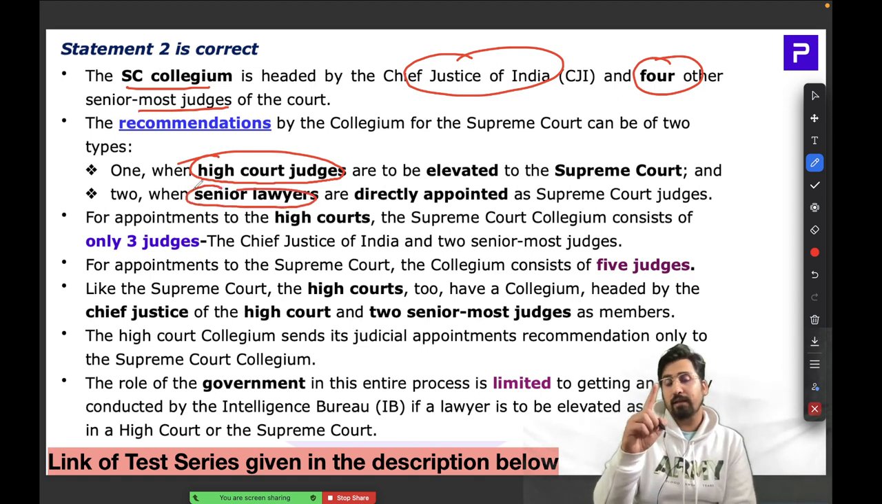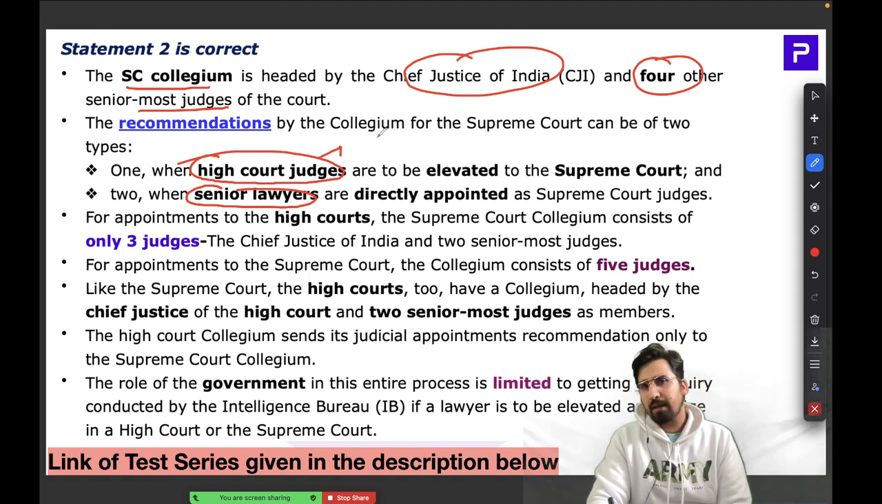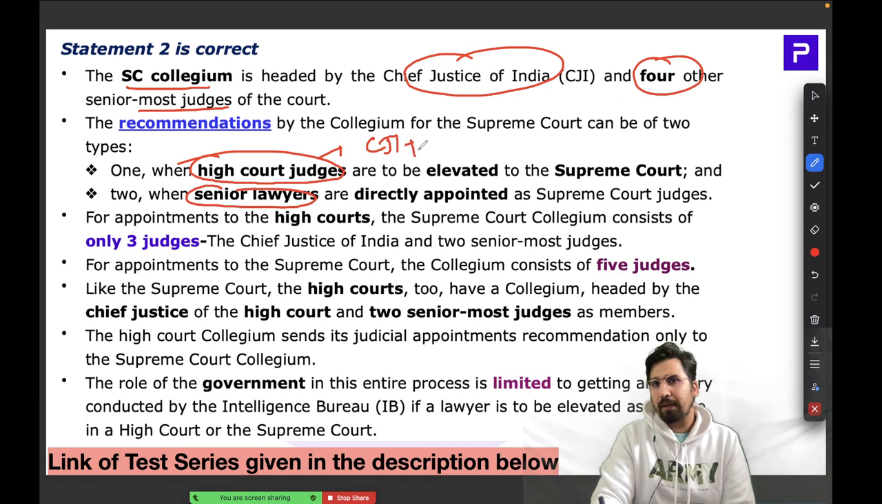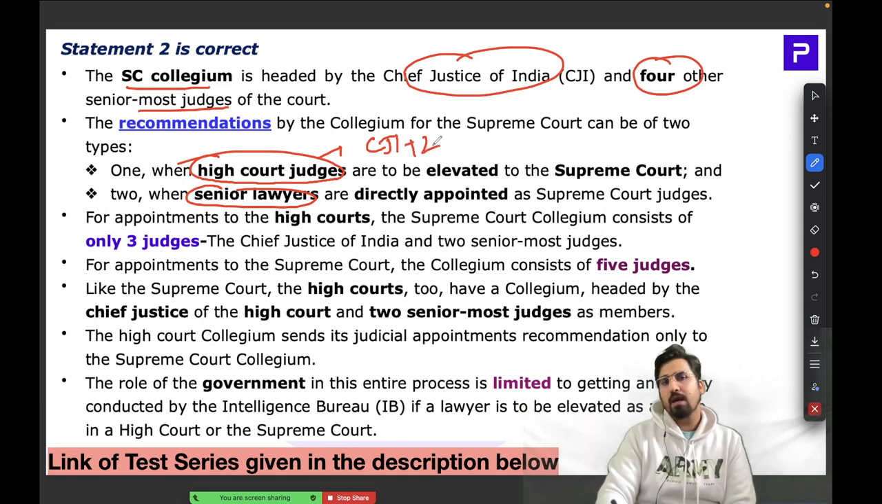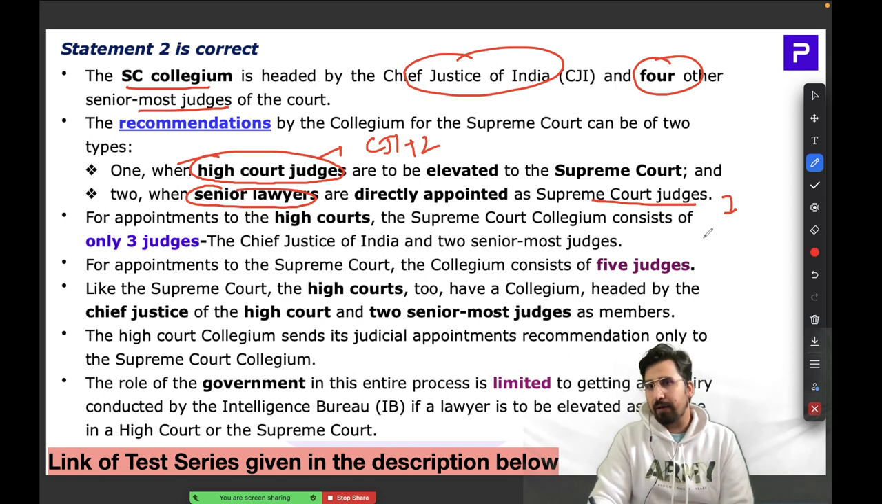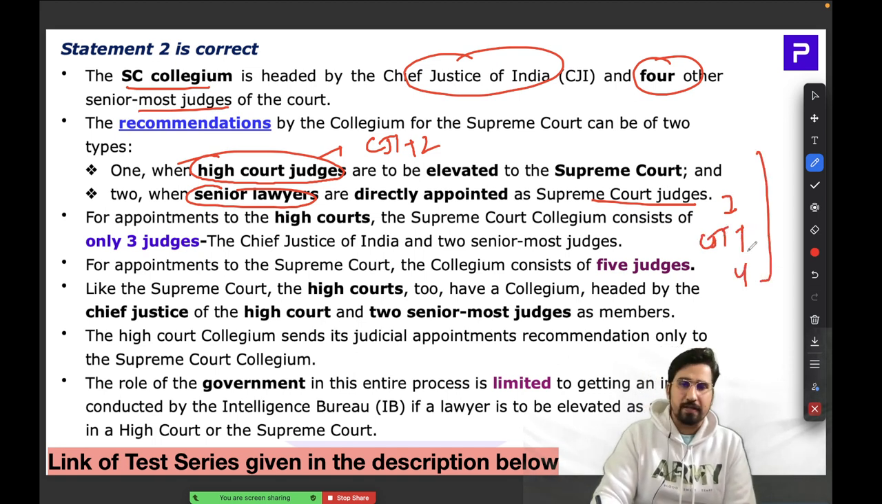Now, when the collegium is talking about the High Court, actually it's a three-member body with one CJI plus two other senior-most judges. When they're talking about the Supreme Court judges, then it becomes five, where the CJI has to be accompanied by four senior-most judges. These are the two cases.